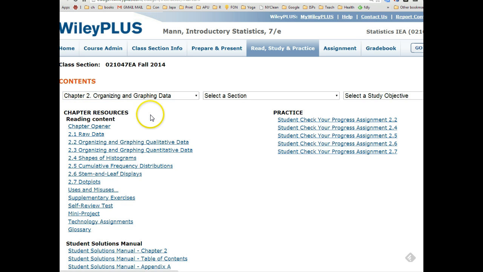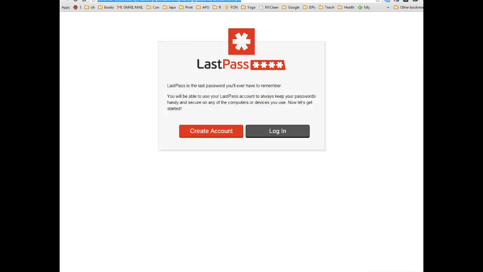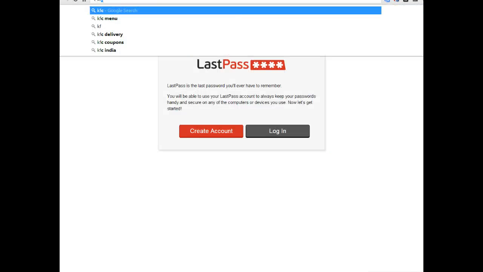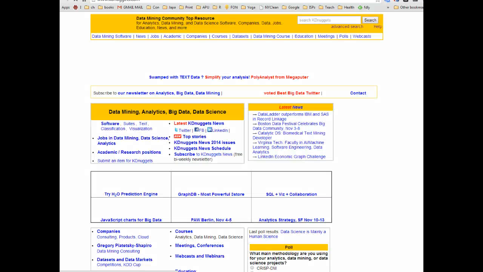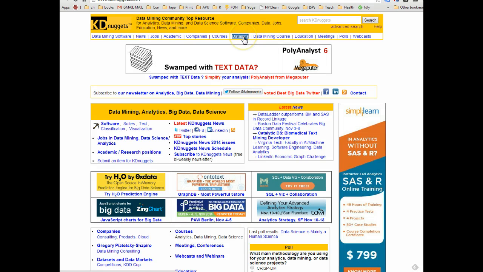Okay. Chapter 2, organizing and graphing data. So when they say organizing data, the idea is, if I give you, let's see, one of my favorite websites for what I do is this website called KDnuggets for data mining. Now here they have data sets. So this has lots of stuff here. They have data mining courses and jobs and so on. So let's look at the data sets though.